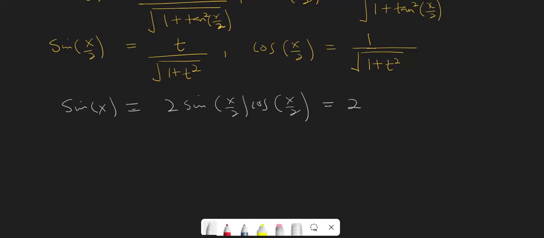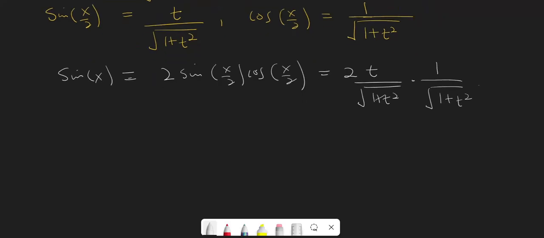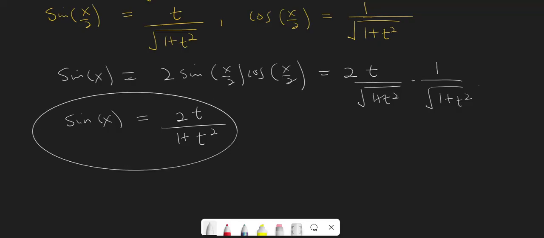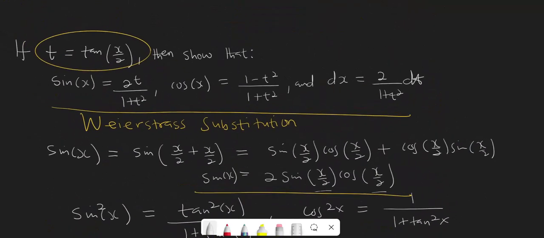So that should be 2 times sine of x over 2, which is t over the square root of 1 plus t squared, times cosine of x over 2, which is 1 over the square root of 1 plus t squared. So sine x is equal to 2t over 1 plus t squared. So this is the expression of sine x in terms of t. And this is exactly what we wanted to prove.